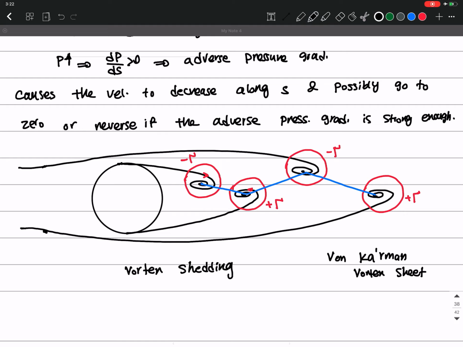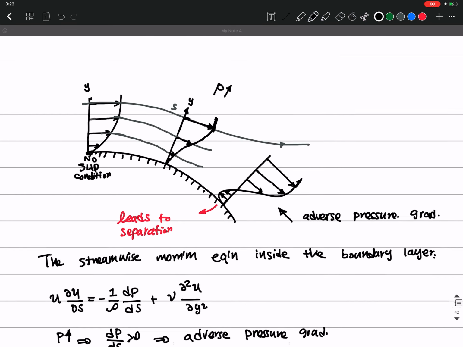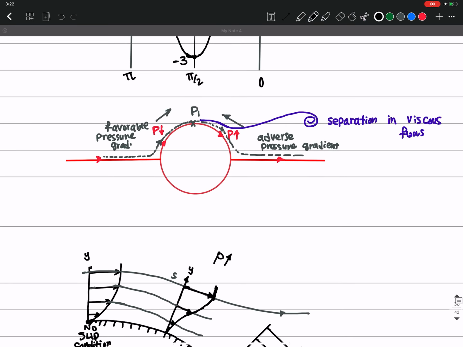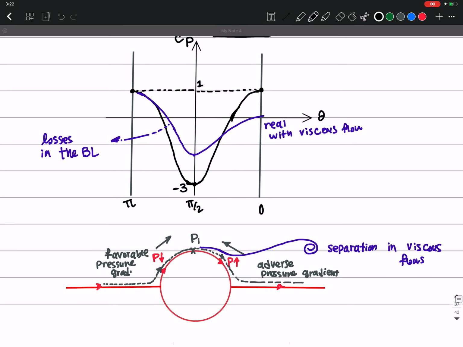Okay, so this was just something I wanted to add in real world flows, how they would look like. And if you hear about adverse pressure gradient versus favorable pressure gradient, what it means, and separation. So this is just an estimate here, but it's very useful when you want to design these kind of things.